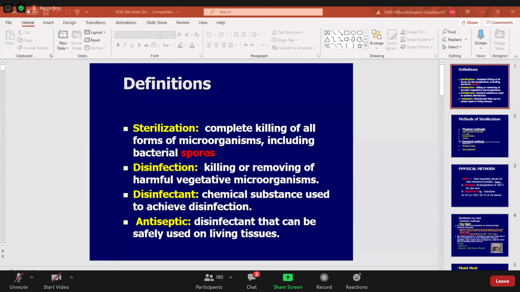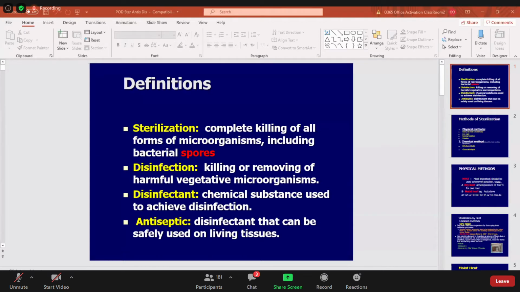So you're talking about over 100 degrees. Usually you talk about 121 degrees centigrade for about 15 minutes, right? So 121 for 15 minutes. Sometimes they may increase the temperature a little bit, and if they increase the temperature, they reduce the time, because there is a correlation between increasing the temperature and reducing the time itself. So this is the autoclave.